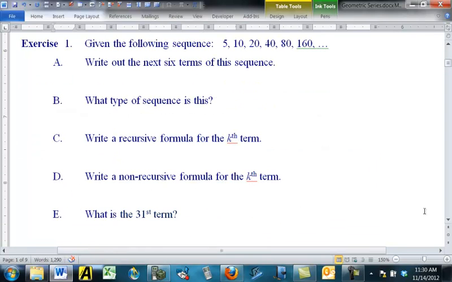So, let's just practice this a little bit. Here's an exercise. Given the sequence 5, 10, 20, 40, 80, 160, write out the next 6 terms of this sequence. What type of sequence is it? Write a recursive formula for the kth term and a non-recursive formula for the kth term. And then what is the 31st term? This is review material. You should be able to do this now. Do this and then come back and we'll check your answer in just a minute. Press pause now.